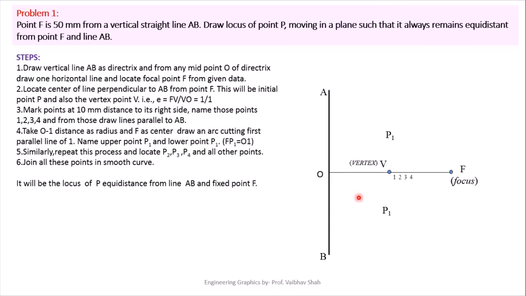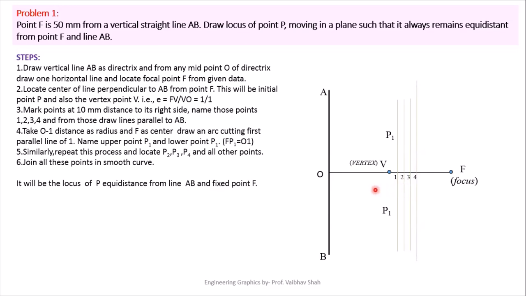After getting this vertex point, we have to mark 4 points at 10-10 mm distance on the right-hand side of your vertex point. So let us take 4 points 1, 2, 3, 4, which are at 10-10 mm distance from your vertex point. After identifying these 4 points, we'll draw vertical lines from these points 1, 2, 3 and 4. And on these lines, we'll identify points P1, P2, P3, P4, which are the required points to generate our parabola.